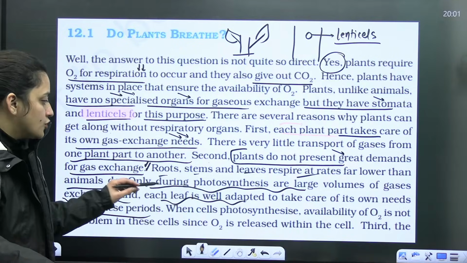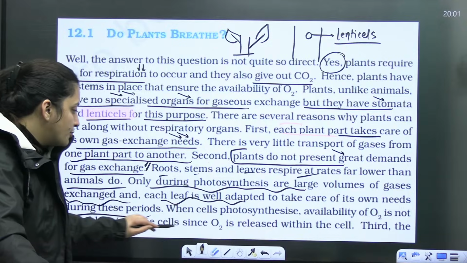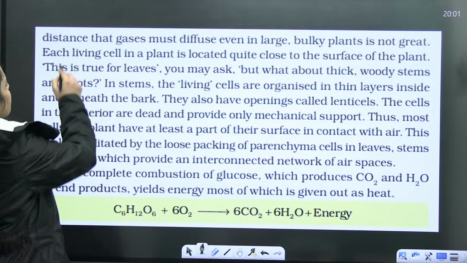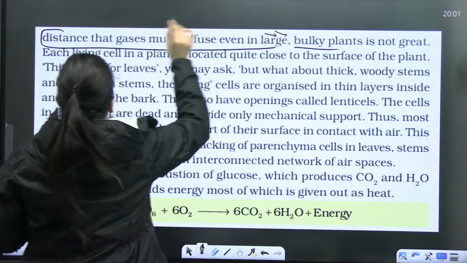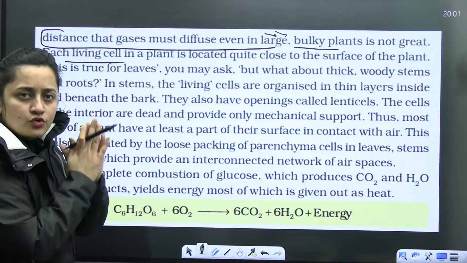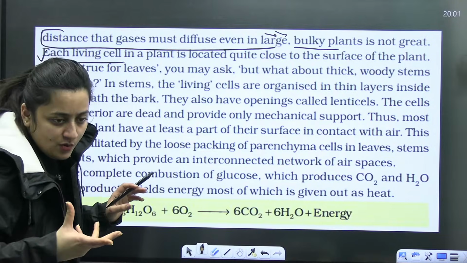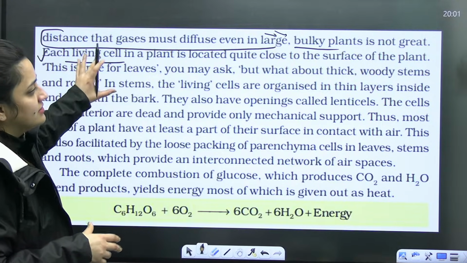When cells photosynthesize, availability of oxygen is not a problem, since oxygen is released within the cell. And the third reason is that the distance that gases must diffuse, even in a large bulky plant, is not that great, because each living cell is quite close to the surface of the plant. So they do not have the requirement of special respiratory organs. I told you the reasons as well.